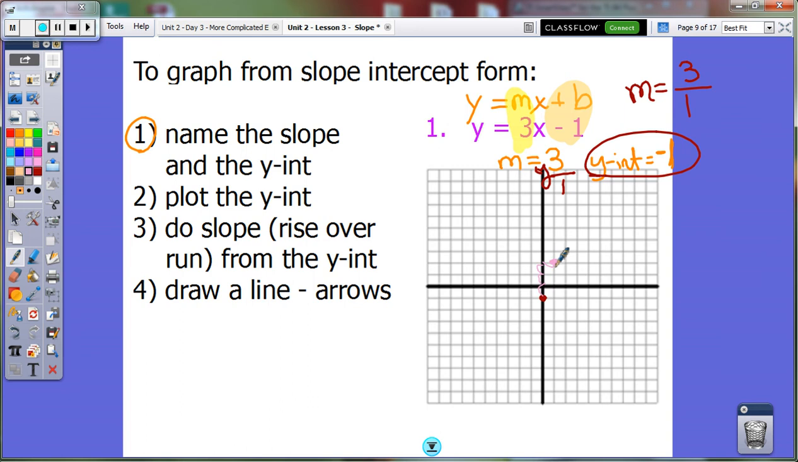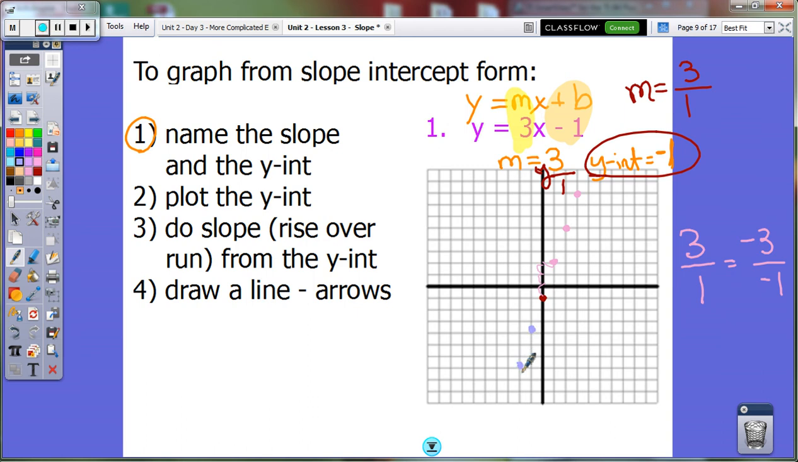So if I do it again, I'm going to go up another 3 from this spot that I just made. I'm going to go up 1, 2, 3, and over 1. And I could continue to do this. Now, this may blow some of your minds, but if I have 3 over 1, isn't going up 3 and to the right 1 the same as going down 3 and back 1? Because isn't negative divided by negative a positive? So from that y-intercept, I could have gone down 3 and backwards 1. And then down 3 and backwards 1.